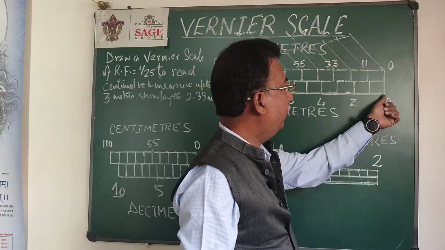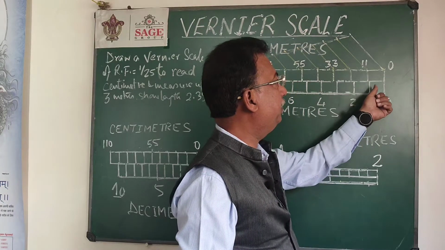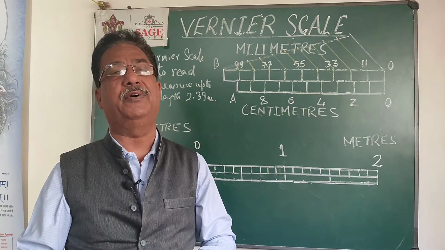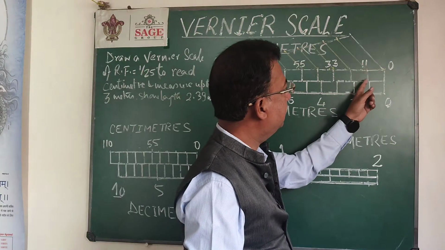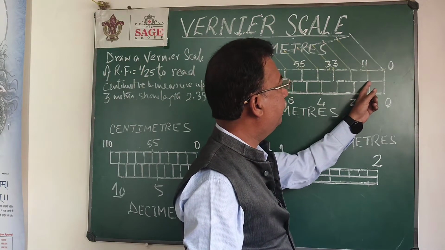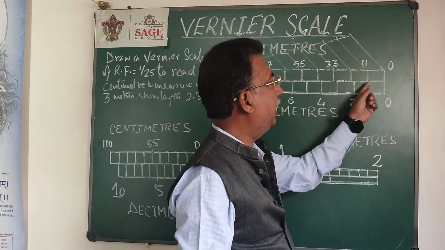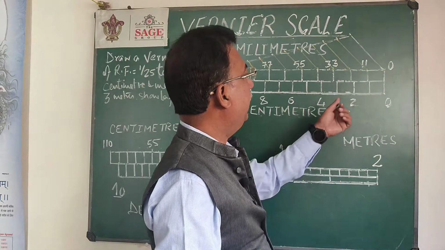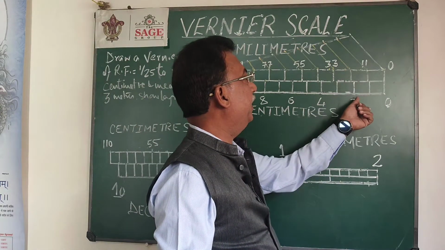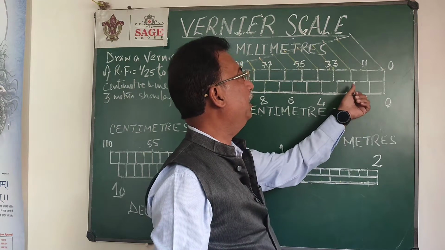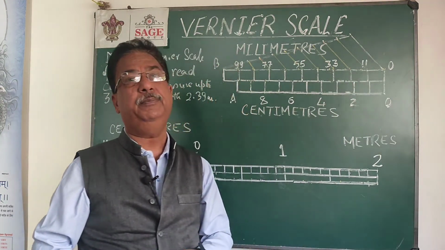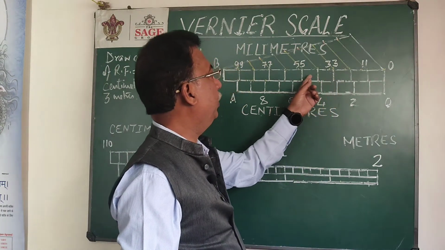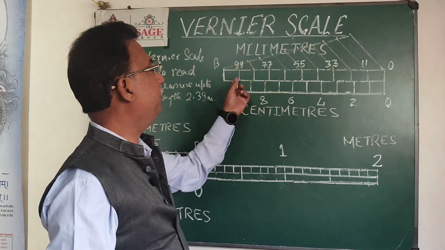Now look at this. In the primary scale, from 0 to 1 is 1 centimeter. Above that, from 0 to 11 is 1.1 centimeter, or 11 mm. So the difference between the first part of these two, vernier and primary, is 1 mm. In the same way, for the second division, the primary is 2 centimeter and above that is 22 mm, and the difference is 2 mm. And in the same way 3 mm, 4 mm, 5 mm, 6 mm, 7 mm, 8 mm and 9 mm.